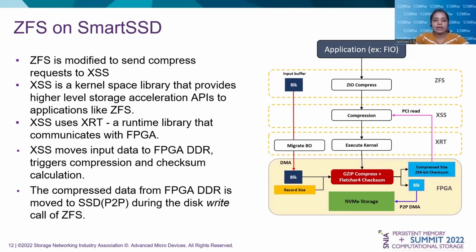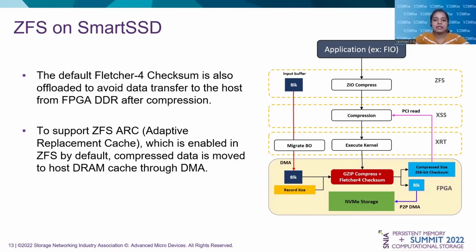In the ZIO pipeline, after the compression, the compressed data is further processed for checksum calculation. In case of P2P flow, as the compressed data is in FPGA DDR, it is not ideal to compute checksum on compressed data by the host. Therefore, the default Fletcher-4 checksum algorithm used by ZFS is also offloaded to the FPGA. The checksum computation is done right after the GZIP compression. And then XSS reads the compressed size and 256-bit checksum information from FPGA DDR and passes it to the ZFS layer.